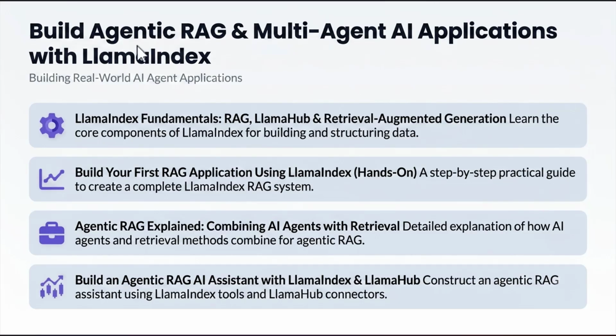Then we'll move into one of the most important concepts in modern AI applications, Retrieval-Augmented Generation or RAG. Using LlamaIndex, you'll build your first RAG application, learn how Agentic RAG extends traditional retrieval systems, and develop an intelligent AI assistant that combines retrieval, reasoning, and external knowledge sources.